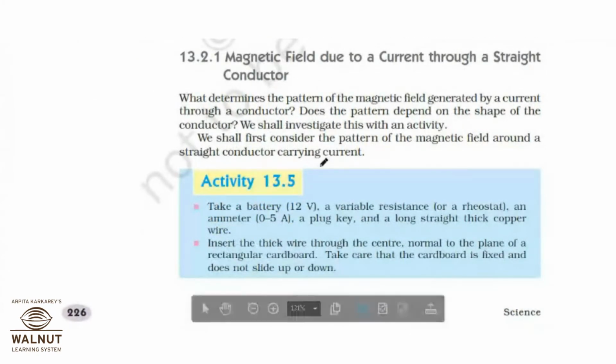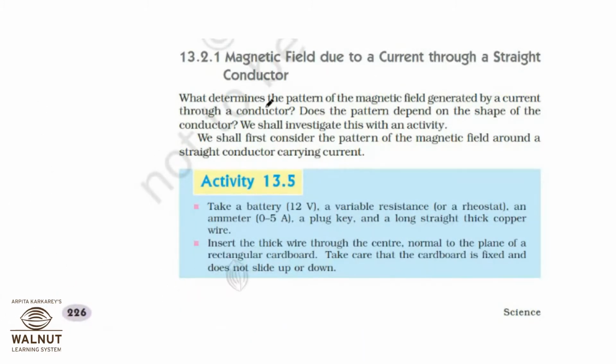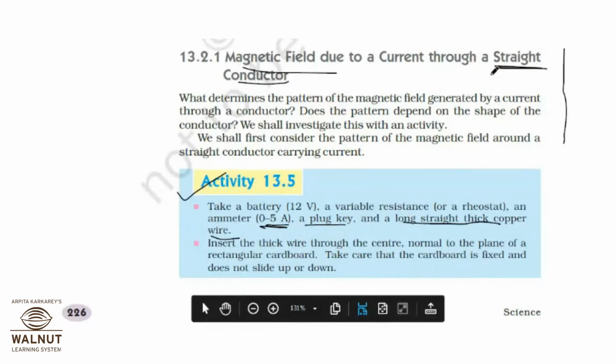Now we will move to section 13.2.1, magnetic field due to a current through a straight conductor. What does this mean? This means that we are going to study the magnetic field around a conductor which is a straight one. Okay, now in this case the conductor is a straight one like this. We will see what kind of magnetic field is formed, what is its shape, and things like that. Okay, so I will read activity 13.5. Take a battery of 12 volt, a variable resistance, an ammeter of this much range, a plug key, and a long straight thick copper wire. As we have seen, we are going to deal with a straight conductor.